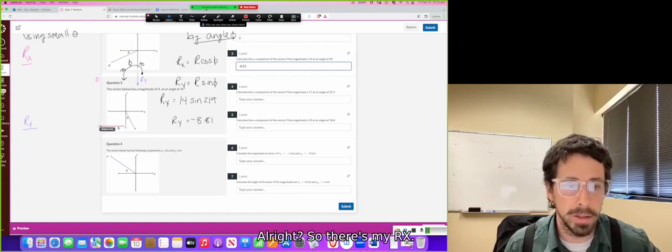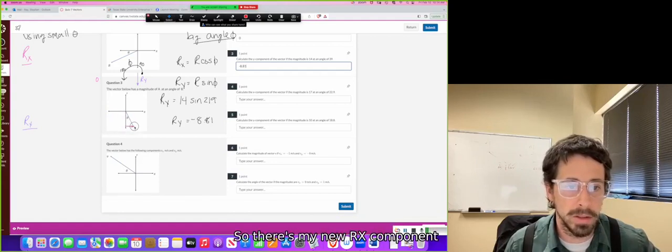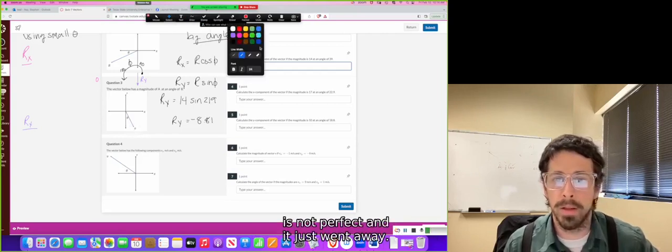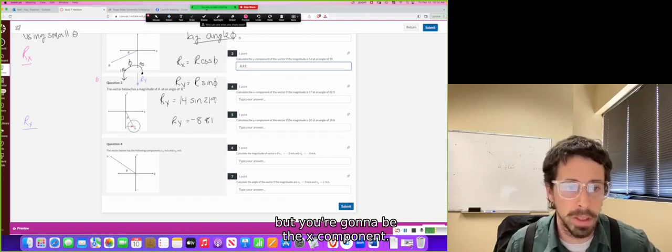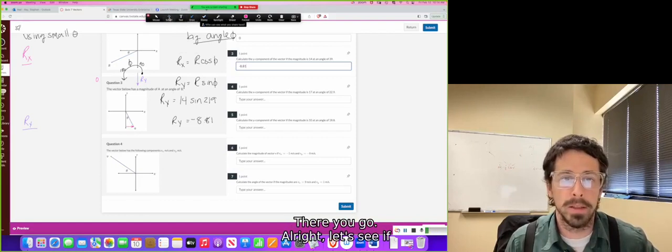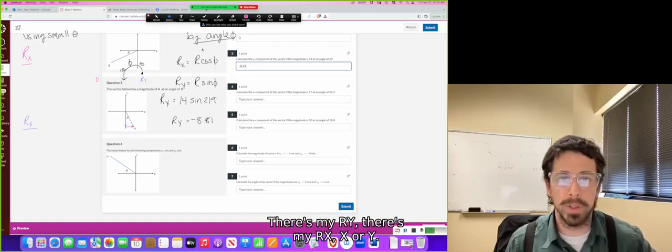All right. So there's my Rx. I want to enclose that angle right there. So there's my new Rx component. It's not perfect, and it just went away. Doesn't want to be the x component, but you're going to be the x component. There you go. All right. Let's see if the Ry will play along a little bit better. There we are. There's my Ry. There's my Rx.